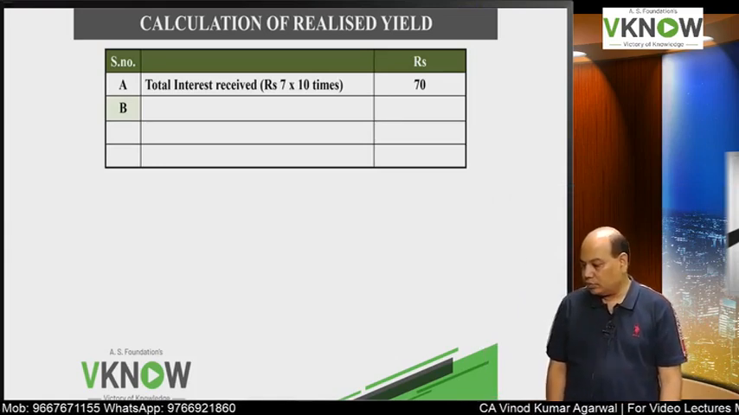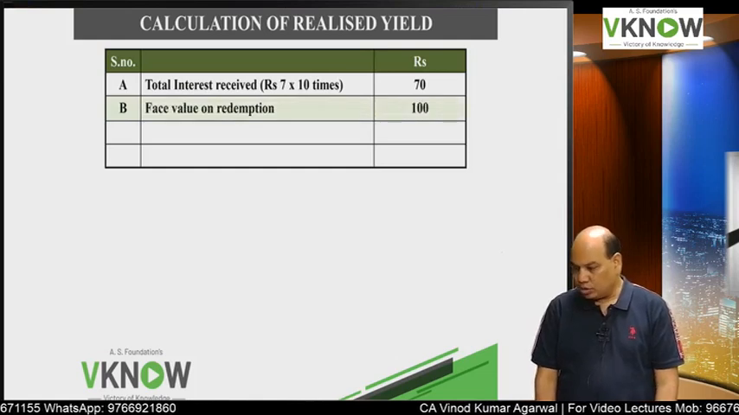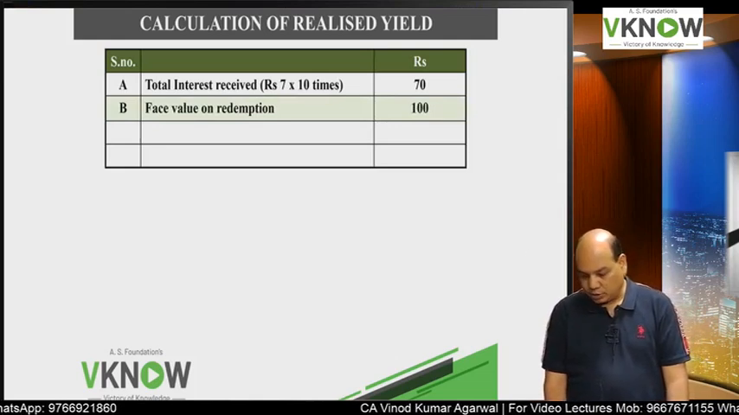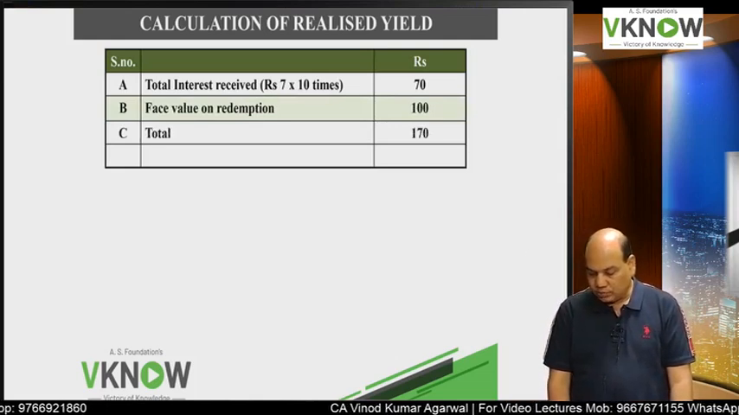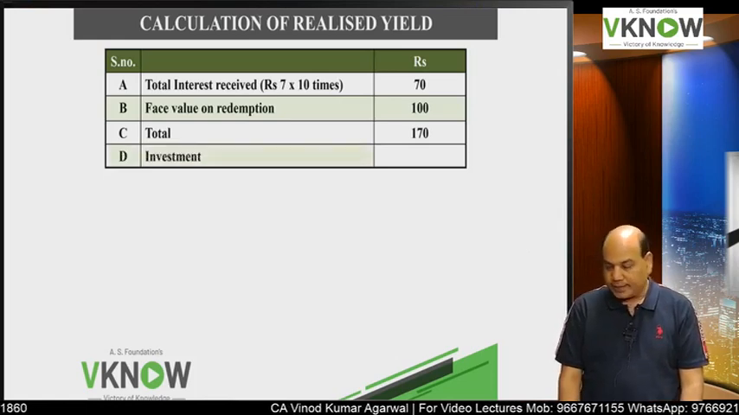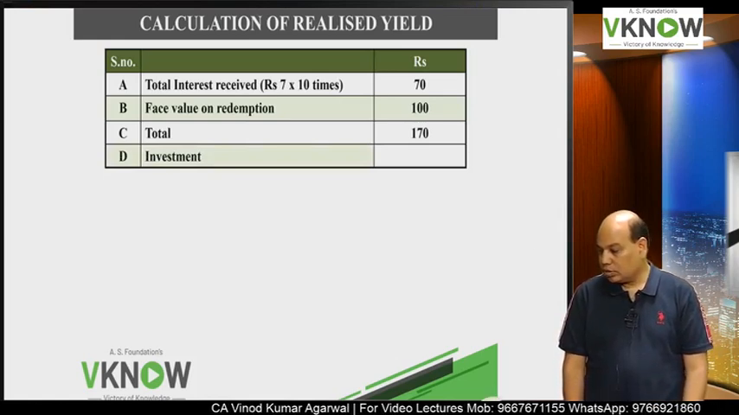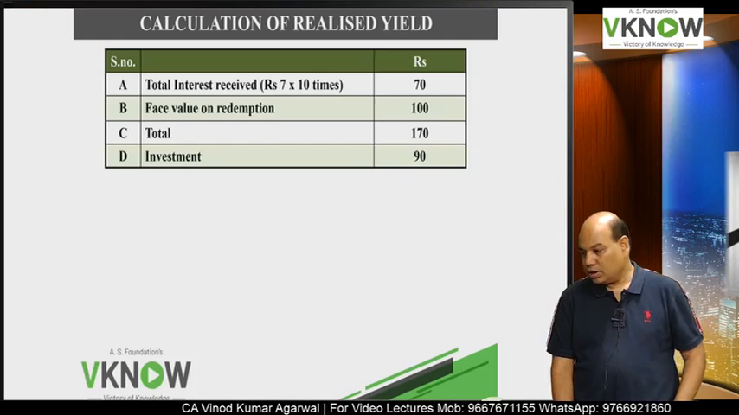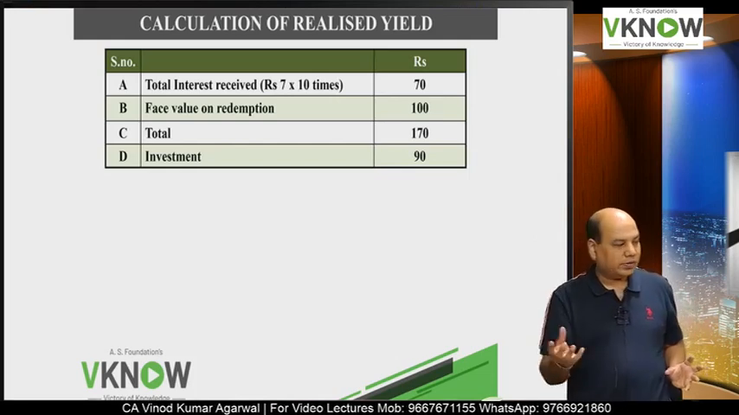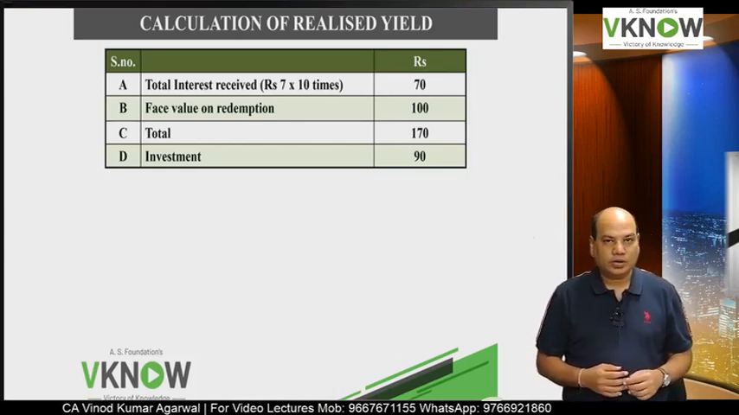7 into 10 times is 70 rupees. Face value on redemption is 100 rupees. So total cash flow is 170 rupees, and the investment made was 90 rupees. 90 rupees becomes 170 after 5 years. So what is the rate of return you have earned?